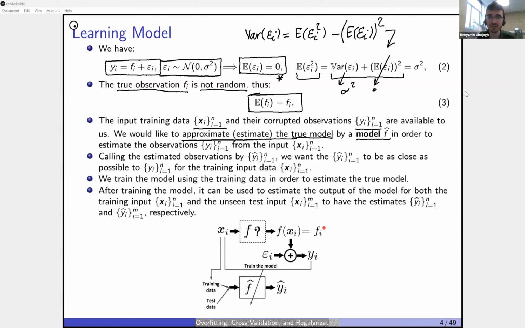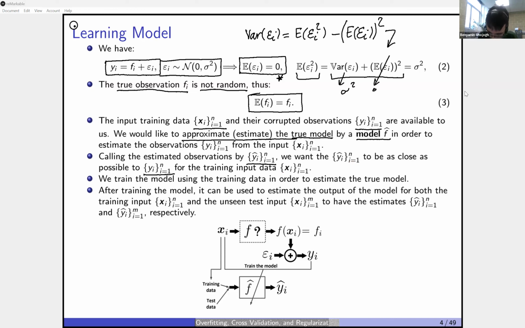And we hope that this yi hat is as close as possible to this yi. Of course, we don't have fi. We could hope that yi hat becomes very close to fi, but we don't have fi. At least we have yi's for the training data. For training data, if you feed the xi to the f hat, it gives us yi hat, and we hope that it's as close as possible to this yi, which is available, right? Okay. Calling the estimated observation by yi hat, i from 1 to n, at least for the training data, we want this to be as close as possible to yi, right, for the training data.